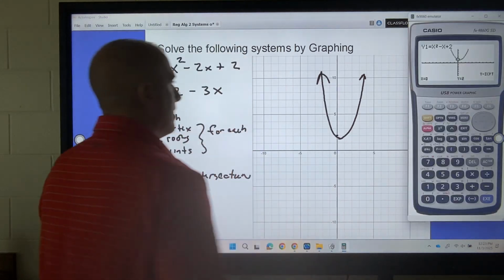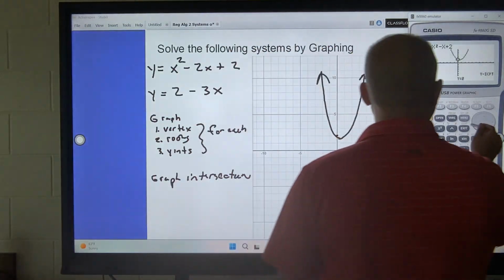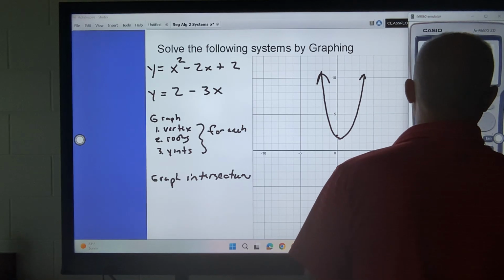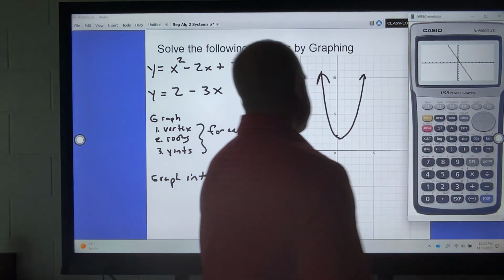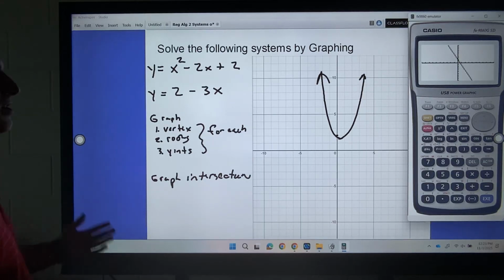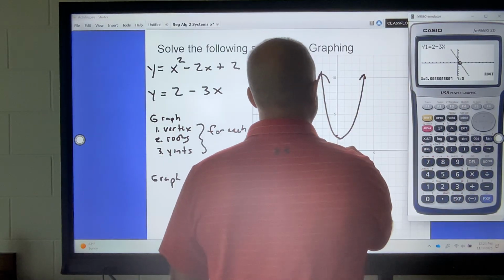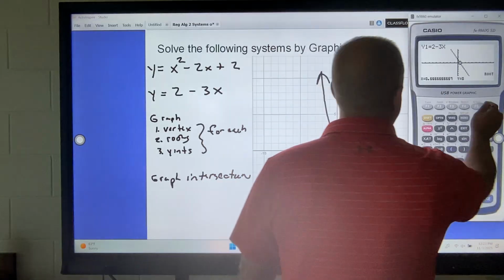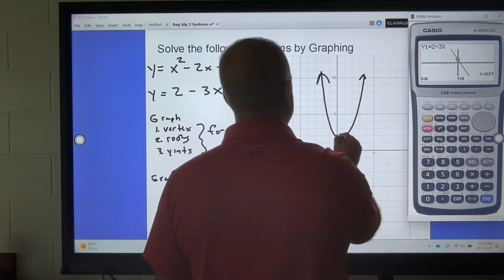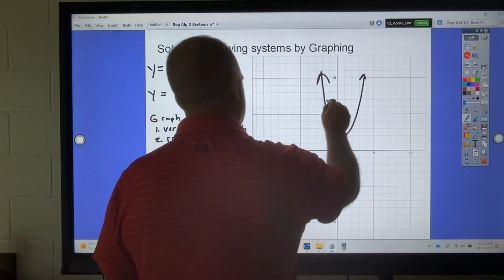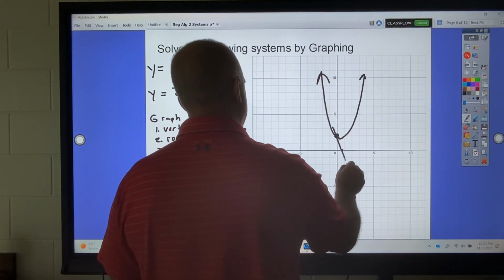Then I'm going to go ahead and graph the other one. In this case, it's 2 minus 3x. Draw. I don't have a vertex for this, but let's see, I got a G-solve root. I got a root at 0.6. And then G-solve y-intercept, I got 2. All right, so I'm going to start that graph.